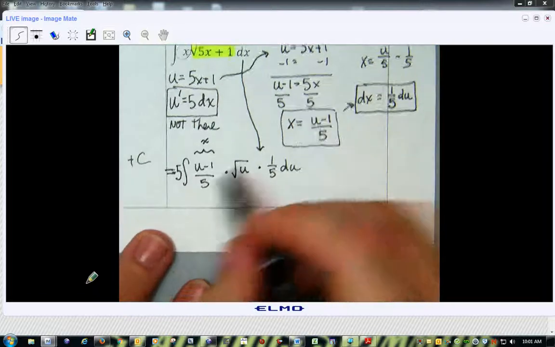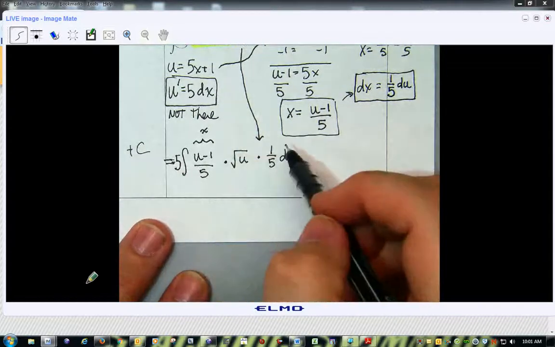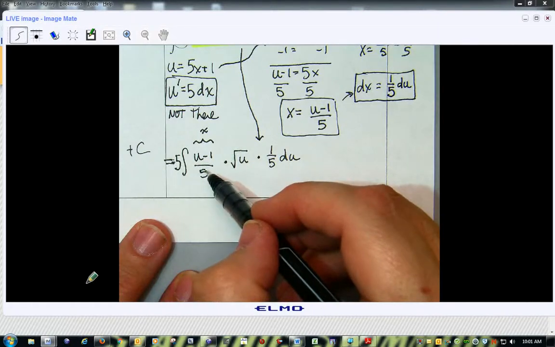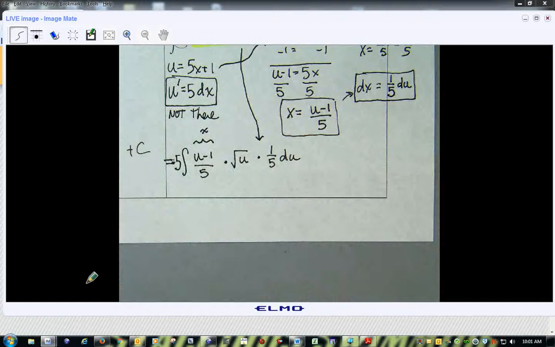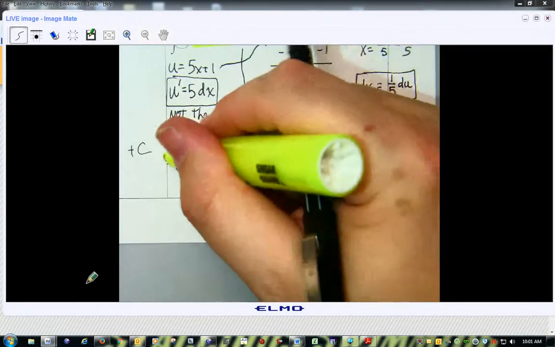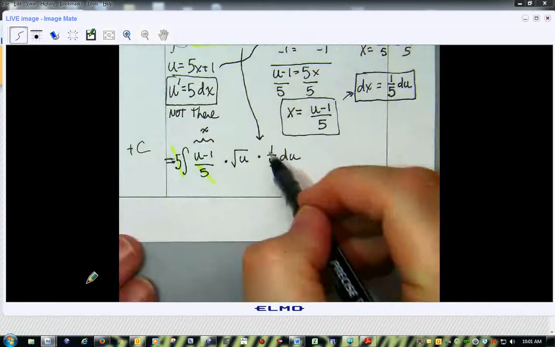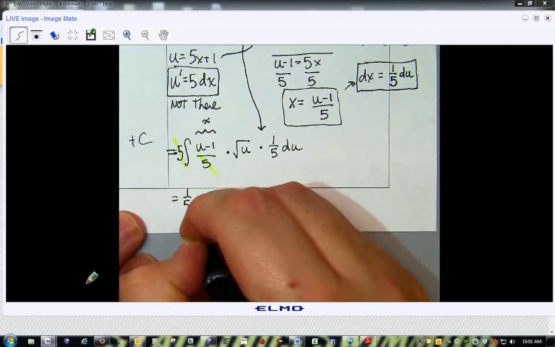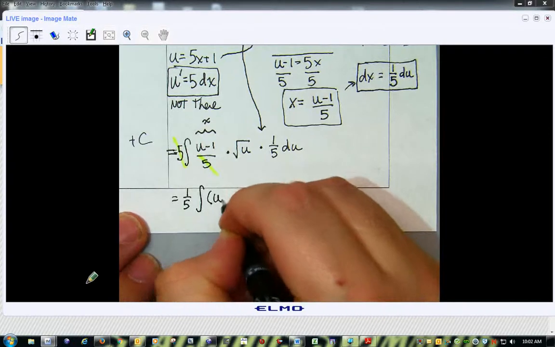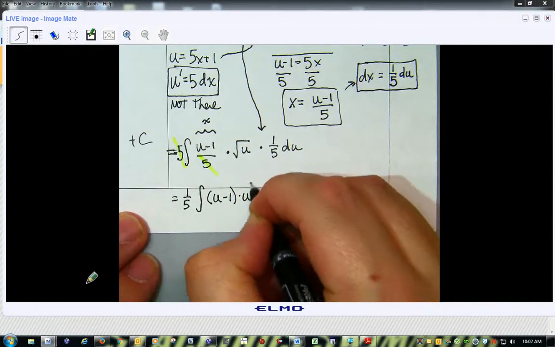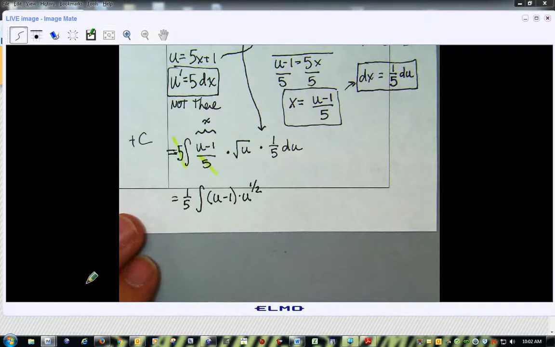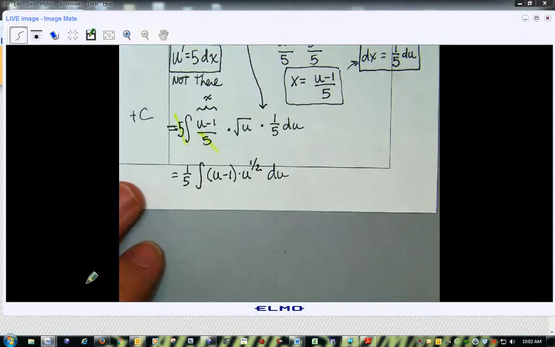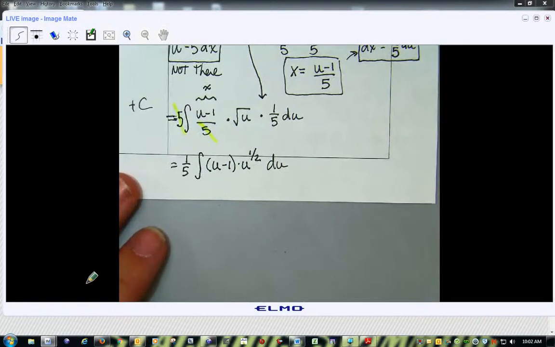Now we need to simplify this down. This 5 and this 5 can actually cancel out. So those 5s divide out. What can I do with that 1/5? Bring it out front. So I can take 1/5, and now I have the integral of u minus 1 times u to the 1/2. Everybody okay with that? And then du. Oh, I didn't integrate anything yet. So you can't put the plus c yet.